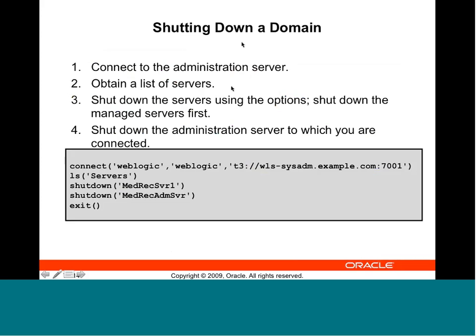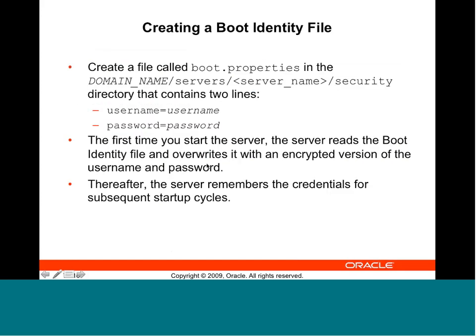To shut down a domain, connect to the admin server, obtain a list of servers, and then shut down each one of them. This is by using the WLST command. Now the minute you shut down the admin server, you cannot do anything. Again, you have to start the admin server, and only then will you be able to do things. Then comes the boot.properties file, which is very important. It helps you collect or keep booting information, or update booting information with whatever you want.